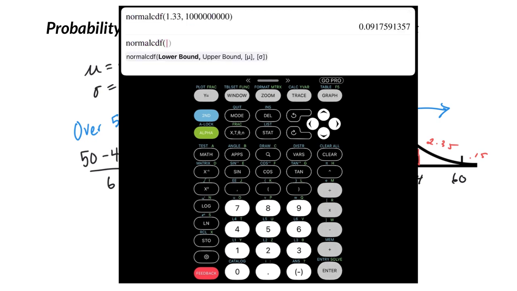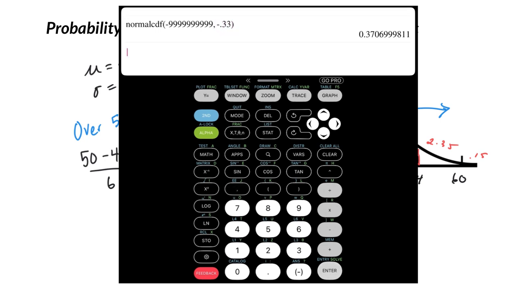Let me show you how we would have done the other one. If you remember, the Z-statistic was negative 0.33, but I wanted from that Z down. So I'm going to do a big negative number and then negative 0.33. If you remember, we got like 37%. There it is.